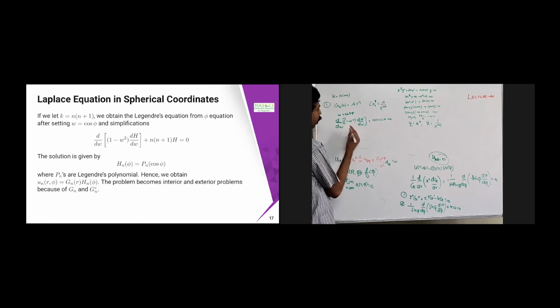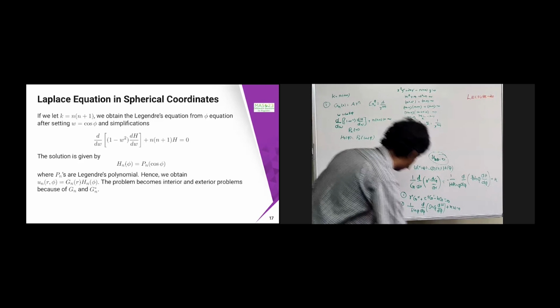The solution is P_n of w. But I have kept w equal to cos phi already. Therefore, the solution in phi is going to be P_n of cos phi. I have given it as an exercise to prove that this equation is the same as the Legendre equation, so you can verify that. Therefore, this P_n is the Legendre polynomial.